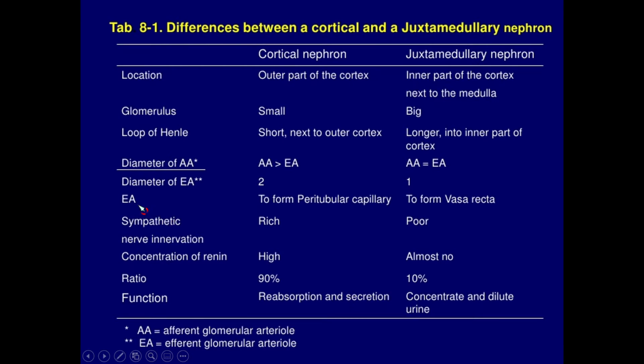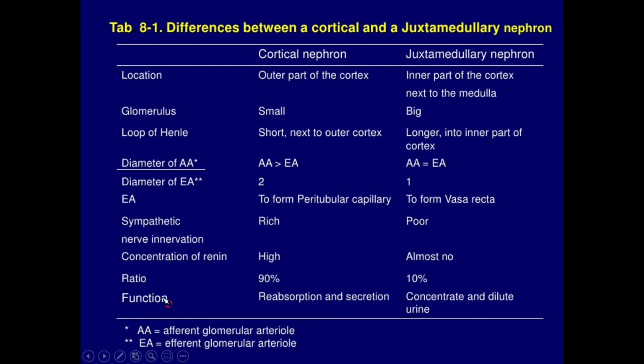Then the efferent arteriole. In the cortical nephron, the efferent arteriole is going to convert into the peritubular capillary network. While in the juxtamedullary nephron, the efferent arteriole is going to join another vessel known as the vasa recta. Actually, the vasa recta is the continuation of the efferent arteriole in the case of juxtamedullary nephrons. Then sympathetic innervation is quite rich in the cortical nephron, while it's very poor in the juxtamedullary nephron. Then the concentration of renin is high in the cortical nephron, while it's nothing in the juxtamedullary nephron.